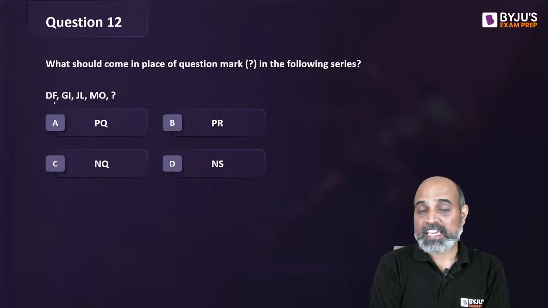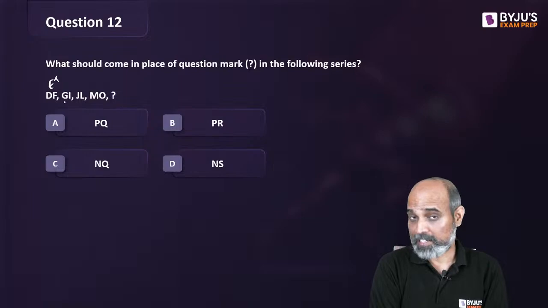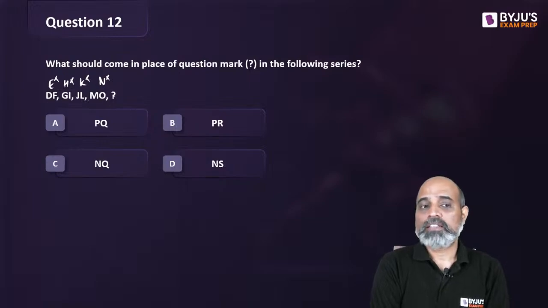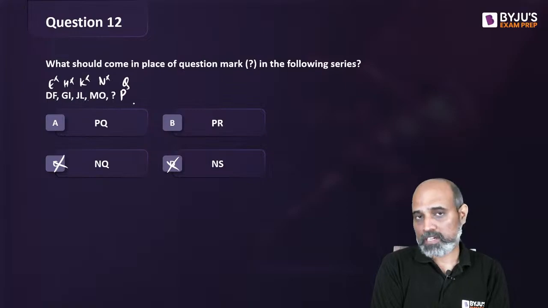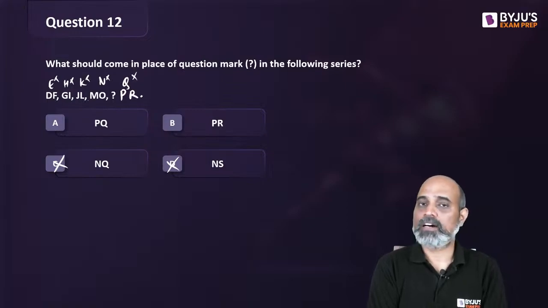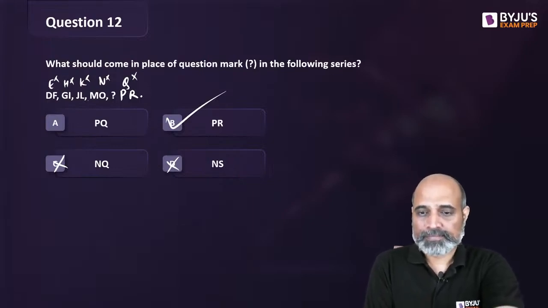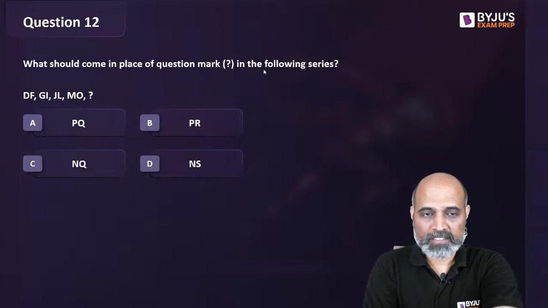So we have D, E is missing, then you have F, then G is there, continuous, then H is missing, you have I, J, K is missing, L, M, N is missing, O. Then you should have a P, और उसके बाद Q miss हो जाना चाहिए, and then you need to have an R, right? So PR should be the answer. Right, good, B is the answer, correct.